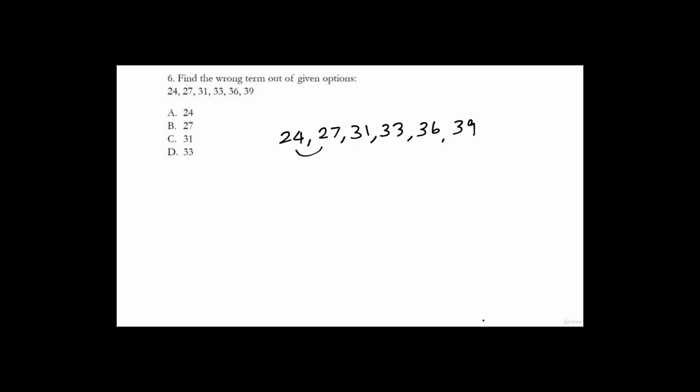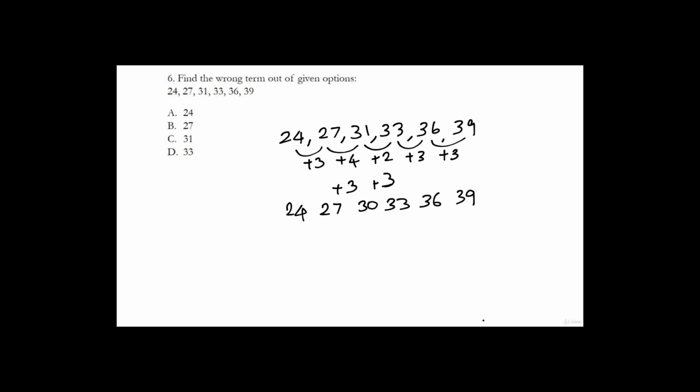So 24 plus 3 is 27, 27 plus 4 is 31, 31 plus 2 is 33, 33 plus 3 is 36, 36 plus 3 is 39. So here it is plus 4. So instead of plus 4, if we put plus 3, and instead of plus 2, if we put plus 3, let us see what series we get. So we'll get 24, 27, 30, 33, 36, 39. This is a perfect pattern, or we can also say these are the multiples of 3. So except for 31, all other numbers satisfy the condition. So the wrong term in this series should be 31.